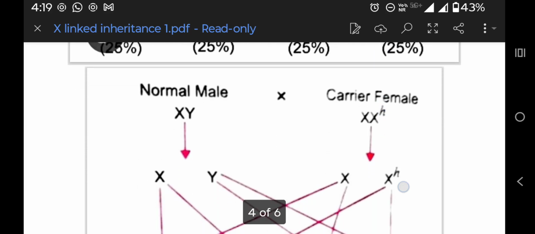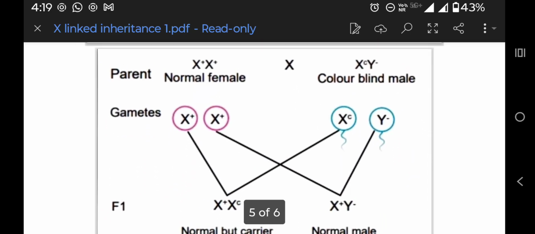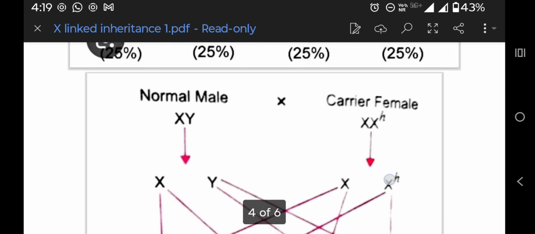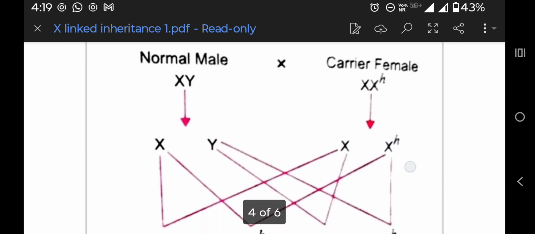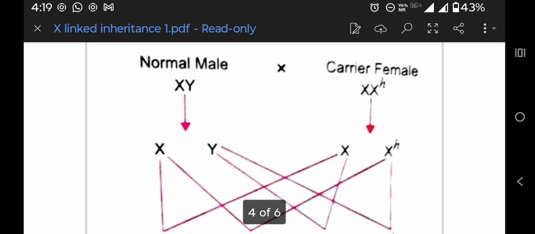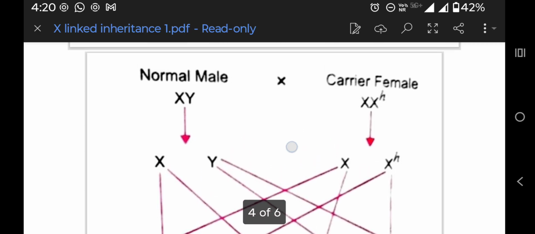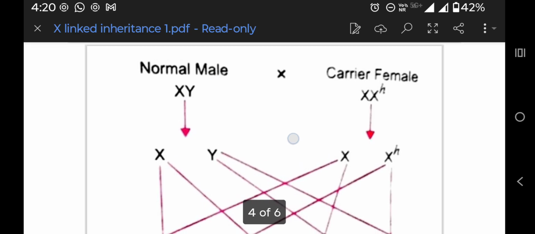Then in the next slide also you can make the crosses between them, as you can show normal male and the carrier female. This is an example of hemophilia. In hemophilia, this is again the disease where the blood is unable to clot, so excessive bleeding takes place when some kind of wound or cut occurs in a human being. Then that individual is named as having the disease, that is, hemophilic.